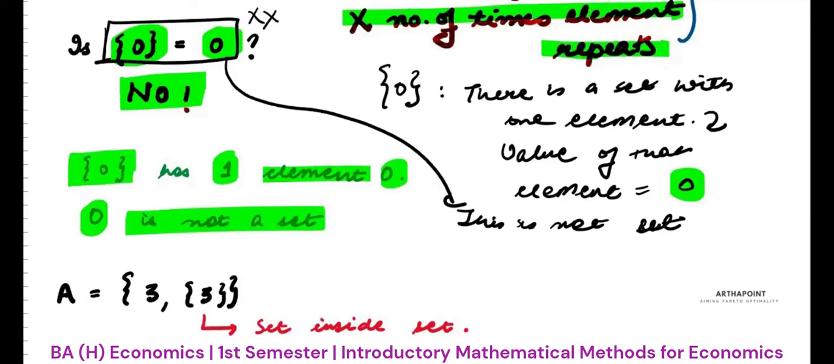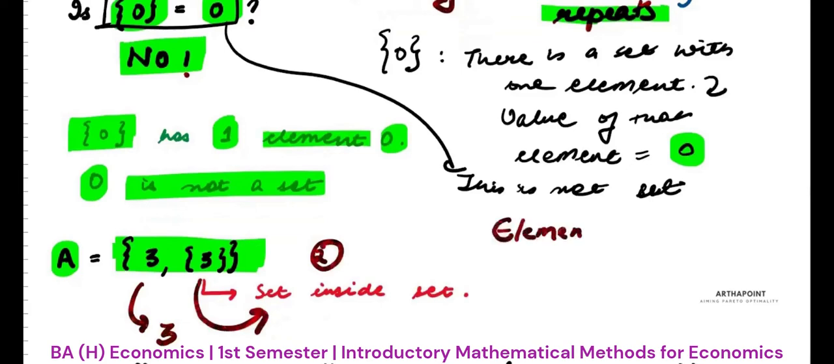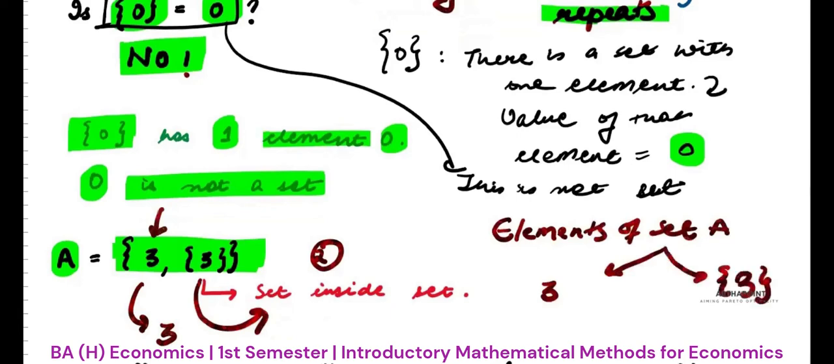Now please see this example. This is a set A. This set A is very unique because, firstly, it has an element 3 inside it. But secondly, it has another element inside it, which in itself is a set. So if you ask me what are the elements of set A, I will say that the first element is 3, and the second element of set A is another set, {3}, inside it.